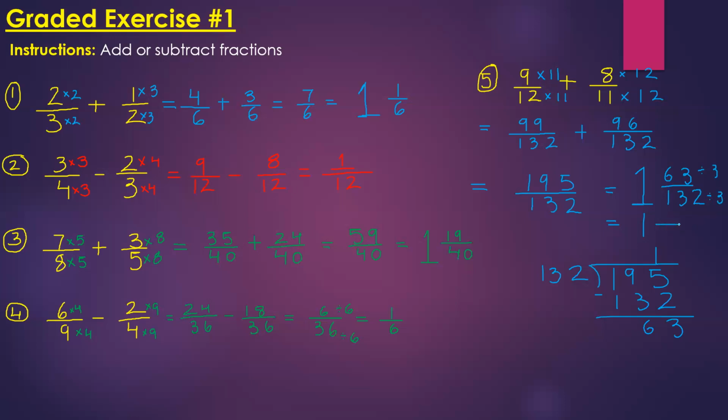So if you divide it, 3 goes into 63 21 times, and 3 goes into 132 44 times. So the answer actually is 1 and 21 over 44.